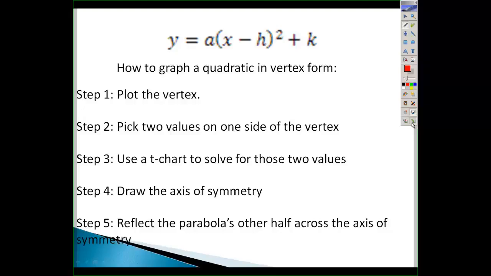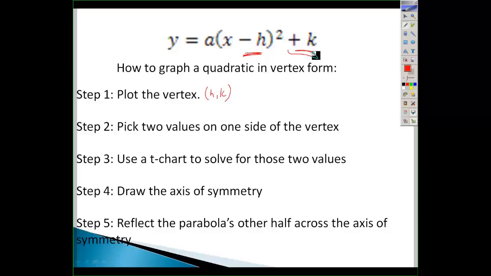First, we're going to plot the vertex, and that's (h, k). And h is the opposite of what you think it is, and k is exactly what you think it is, just like an absolute value. We're going to pick two values on one side of the vertex and solve for those two values in a t-chart, so we're going back to our t-chart days. Then we're going to draw our axis of symmetry through our vertex, plot the points, and reflect two more points on the other side.